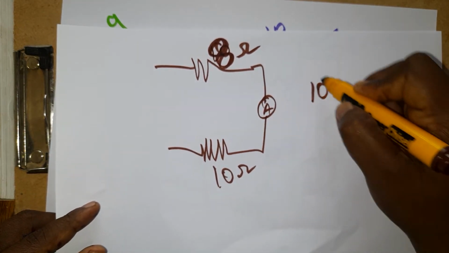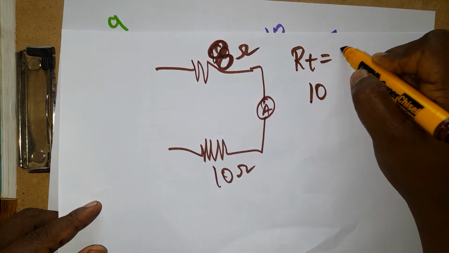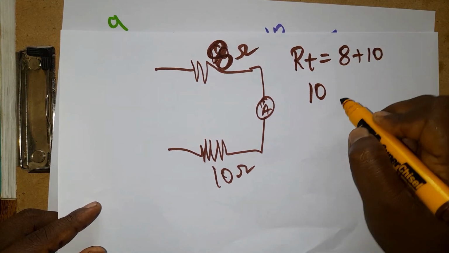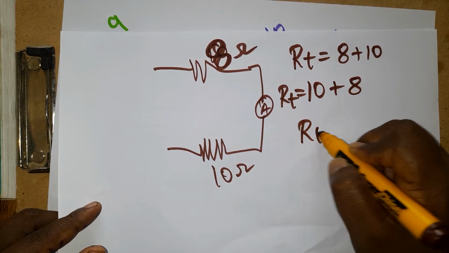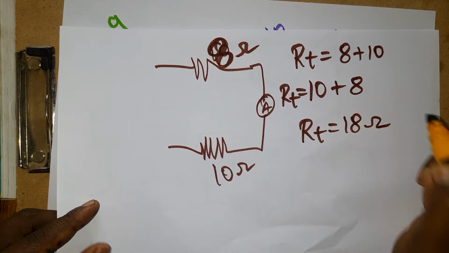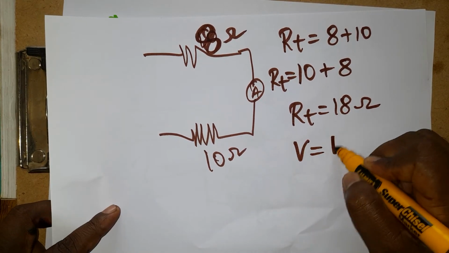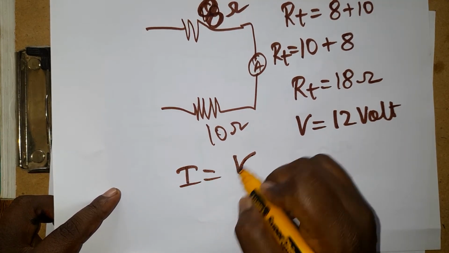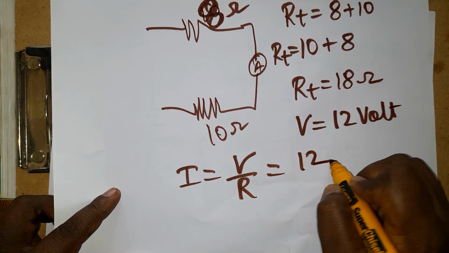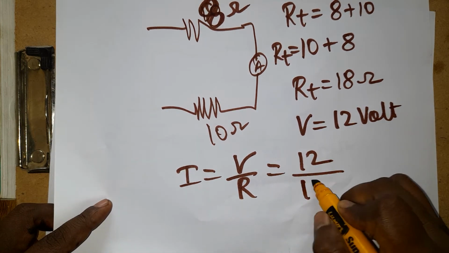So total resistance is equal to 8 plus 10. In series you can directly add 8 plus 10, the total resistance of this circuit, which is 18 ohms. What is V? It's going to be 12 volt. Now I is equal to V by R. V is 12, and R is 18.